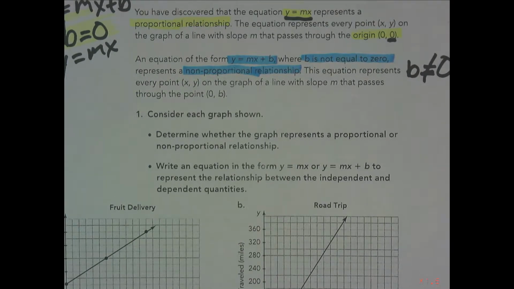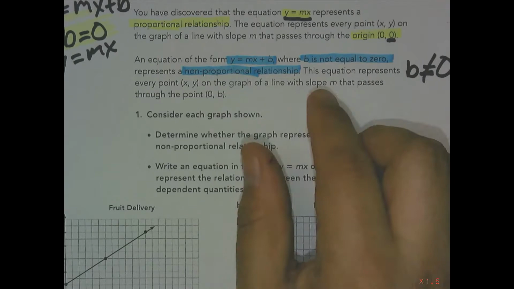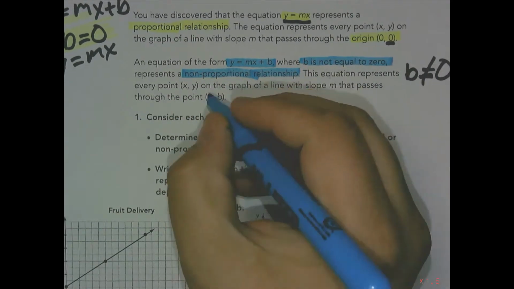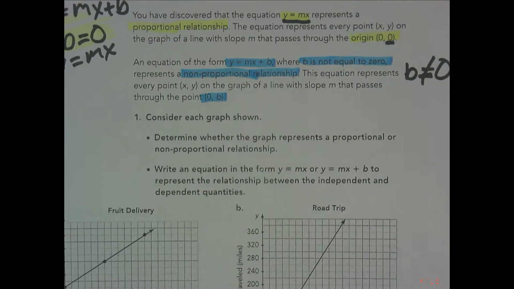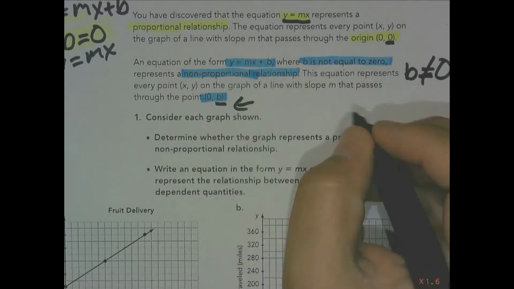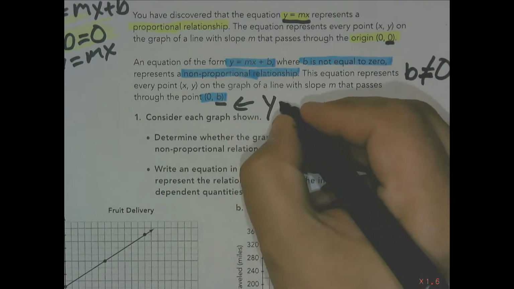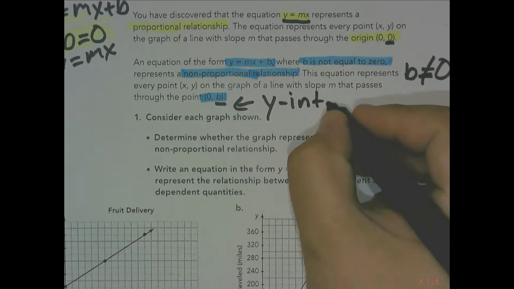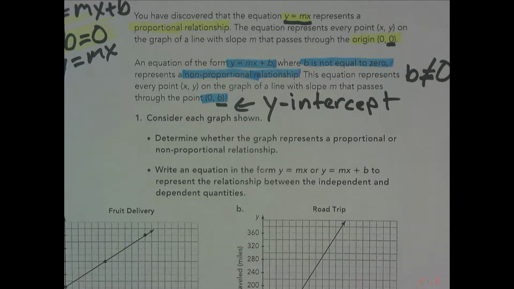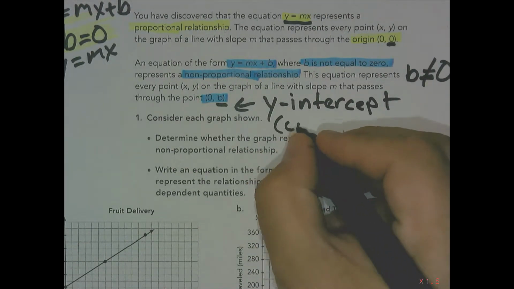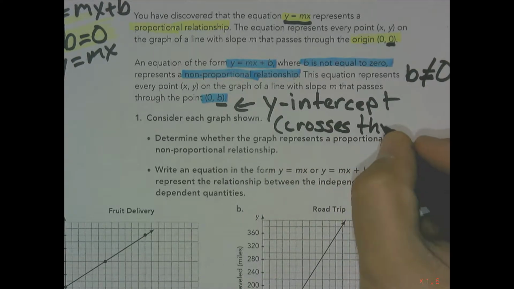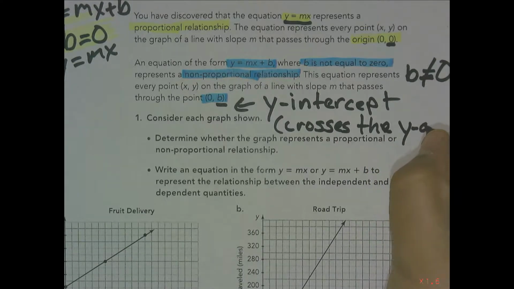This equation represents every point x comma y on the graph with a slope of m that passes through 0 comma b. So now this is also what we call the y-intercept. So whenever x equals 0, whatever that y value is, we call that the y-intercept. And what that means is that's where it crosses the y-axis. So y-intercept is a formal math term that means crosses the y-axis.